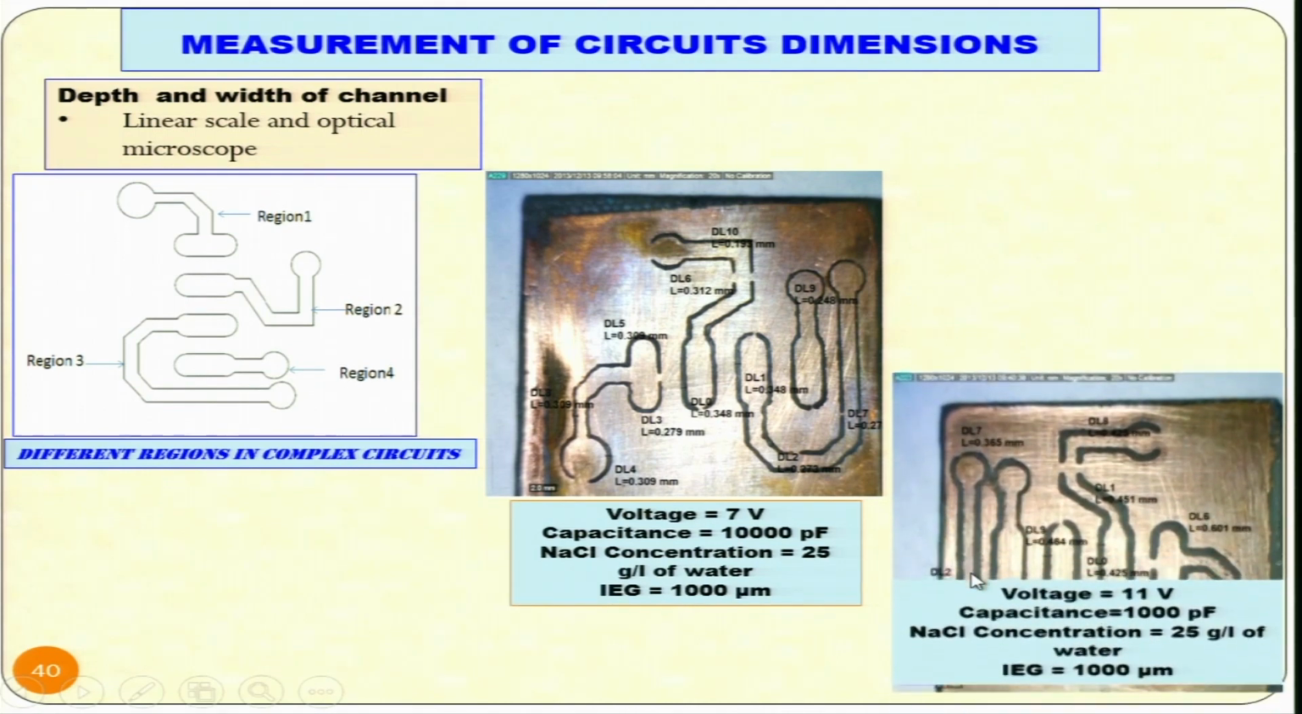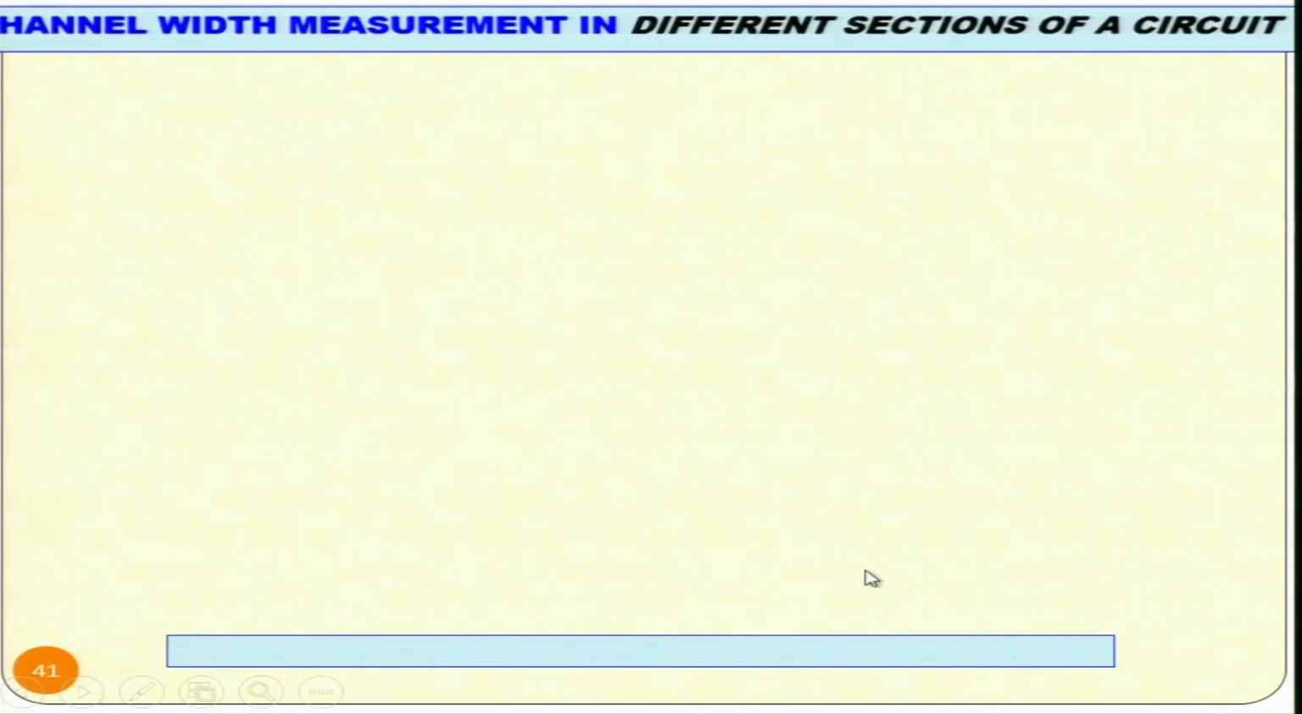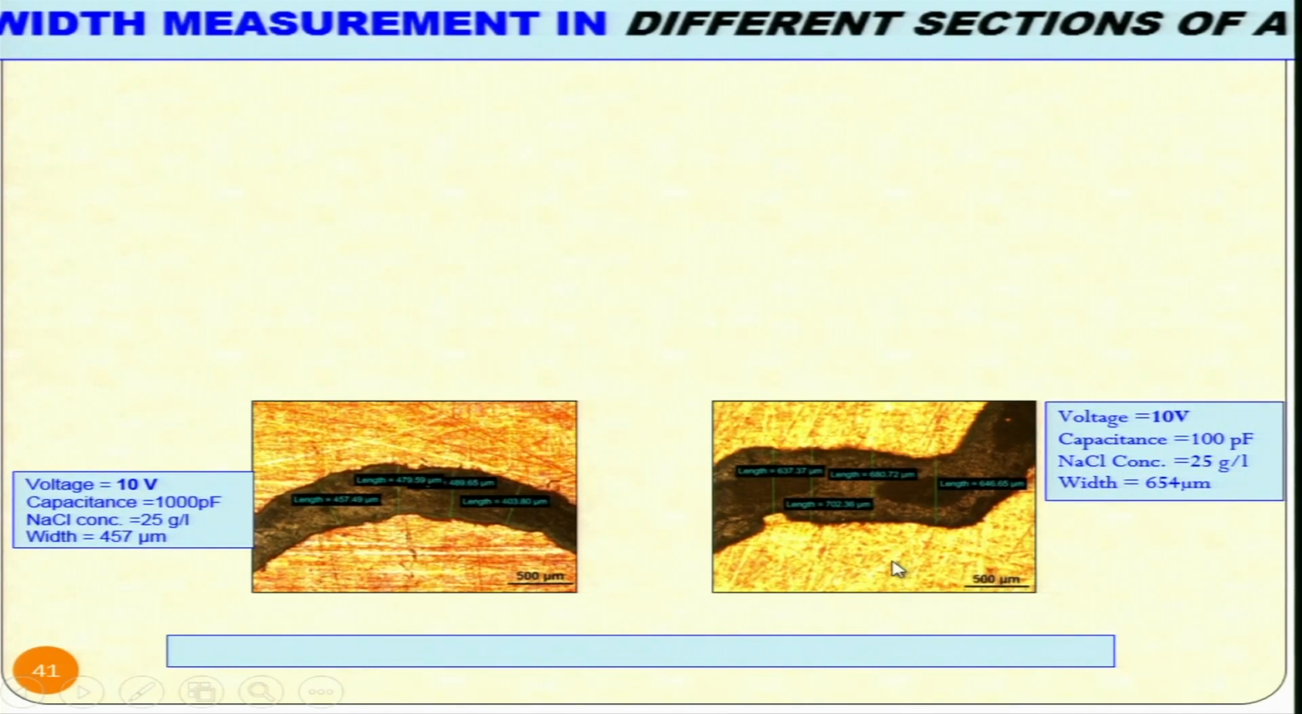You can see here voltage, capacitance, and this is the one that has been fabricated. So, these are the areas from where no material has been removed. Here also no material has been removed. Now, the width measurement of different sections, you can see here these are the actual photographic views. So, you can clearly see the non-uniformity in the material removal.